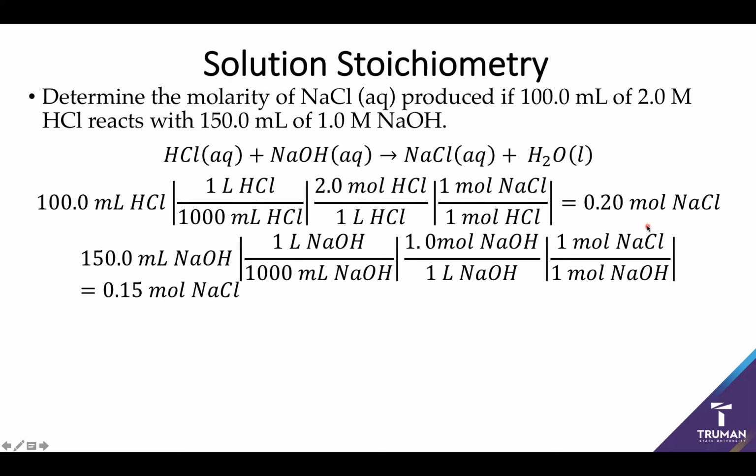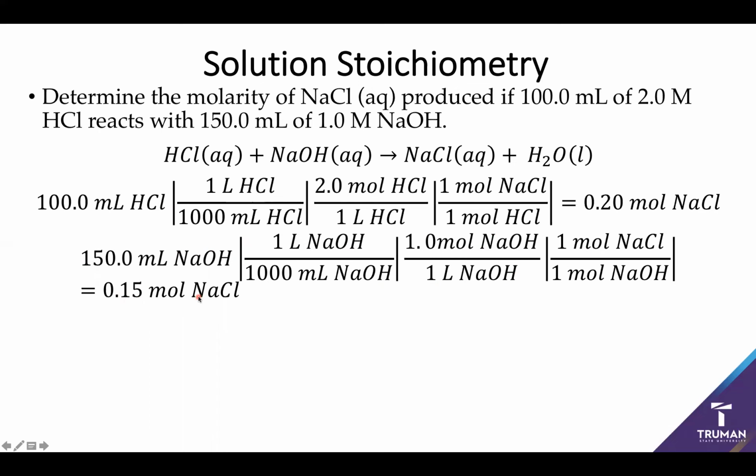We can repeat the same process with the sodium hydroxide. Note that we have a slightly higher initial volume, but a much lower initial molarity. Otherwise, conversion works pretty much the same, except the sodium hydroxide will only produce about 0.15 moles of sodium chloride. So it turns out that sodium hydroxide is going to be my limiting reagent, and we can expect to produce about 0.15 moles of sodium chloride.